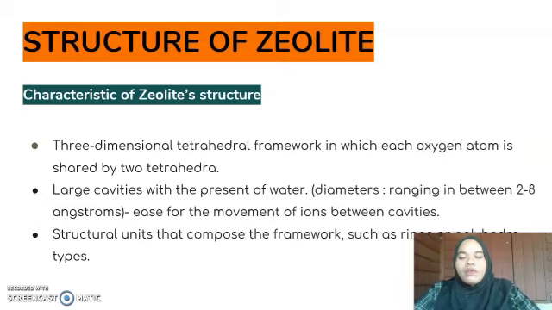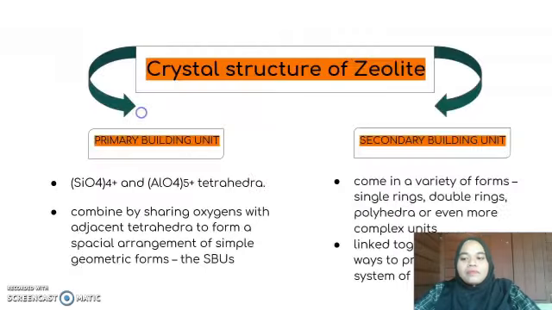Three-dimensional tetrahedral framework in which each oxygen atom is shared by two tetrahedra. Large cavities with the presence of water, and usually the diameter of the cavity is between 2 to 8 angstrom for the easy movement of ions between the cavities. And the structural units that compose the framework, such as ring or polyhedral type.